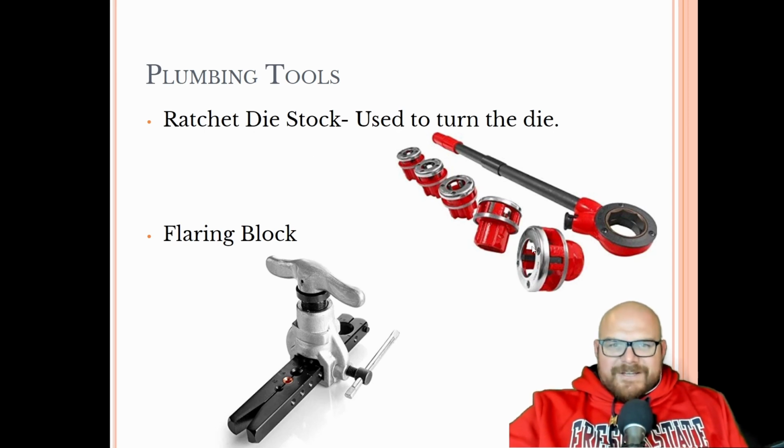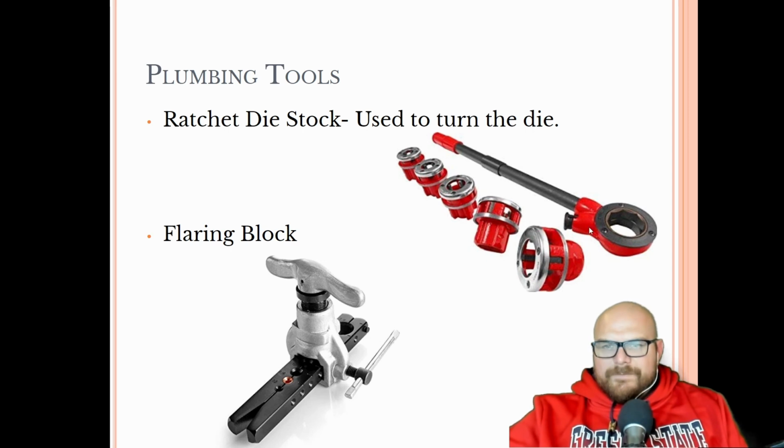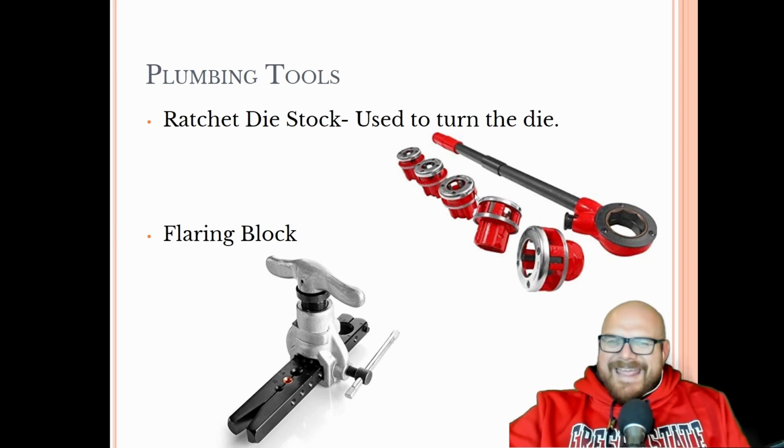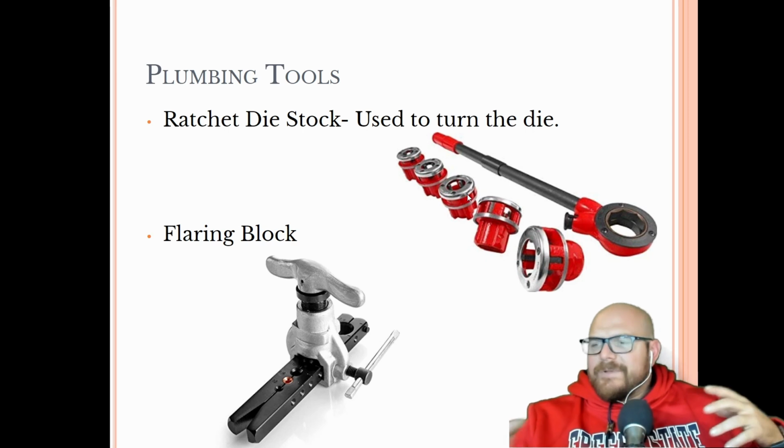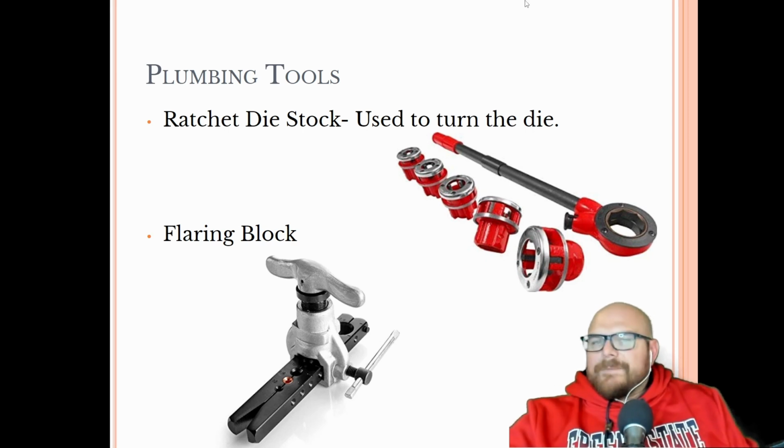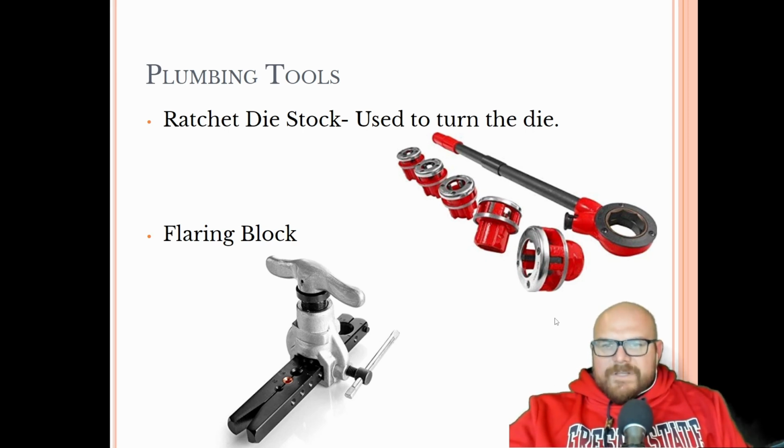We have a ratchet and die stock. This is a ratchet. This is the dies. You can see there's a whole bunch of them. For our unit, what we're going to be doing is 1/2 inch stuff, so we're going to need a 1/2 inch die. It works very similar to the taps that we've used in class, where it's going to cut threads, but it's going to cut it on the outside of a pipe. Again, there's a video that demonstrates how to do this.